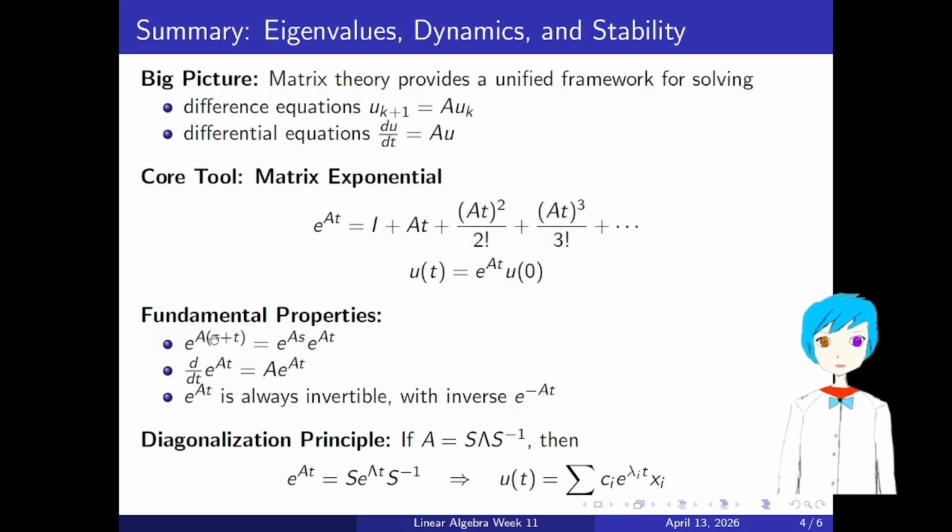For example, e^{A(s+t)} = e^{As} e^{At}. d(e^{At})/dt = A e^{At}, where A is a matrix and e^{At} is also a matrix. e^{At} is always invertible, and the inverse is e^{-At}. Specifically, if A can be diagonalized, A = S Λ S^{-1}, then e^{At} is S e^{Λt} S^{-1}, and you can prove this using the Taylor expansion formula.